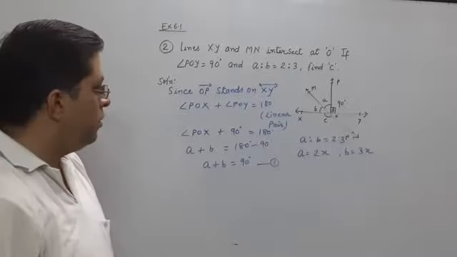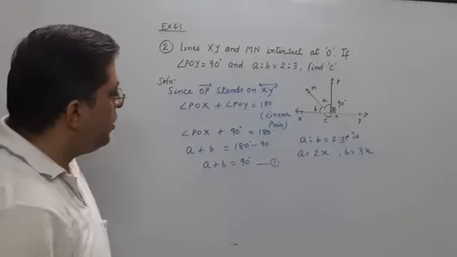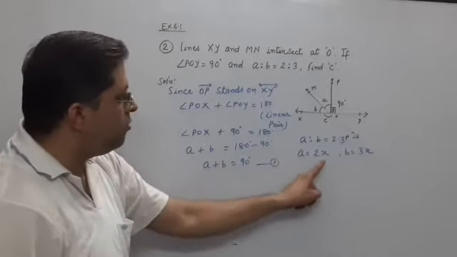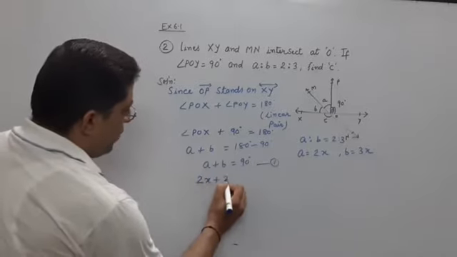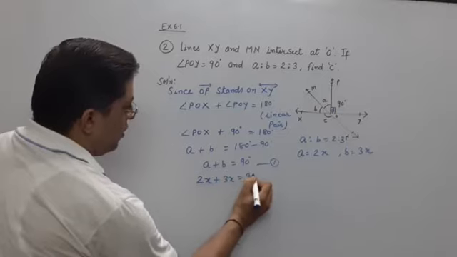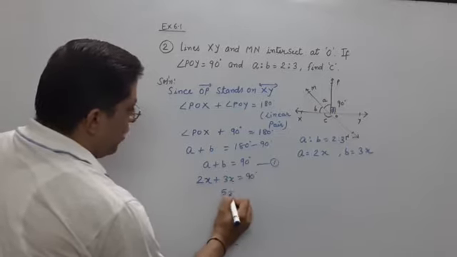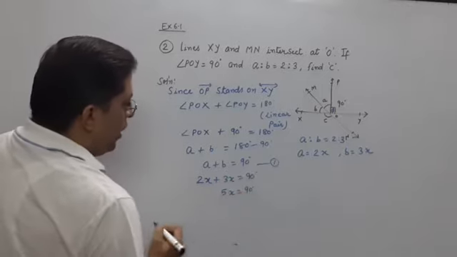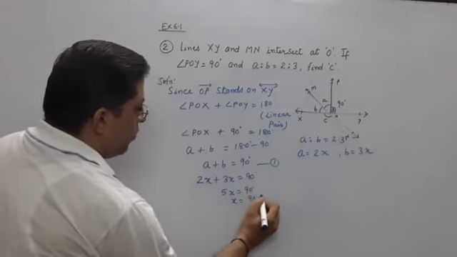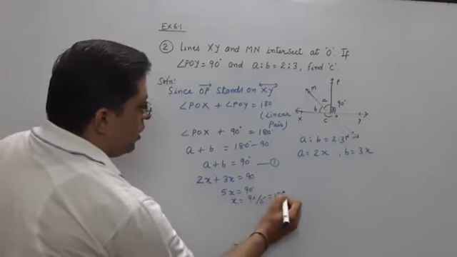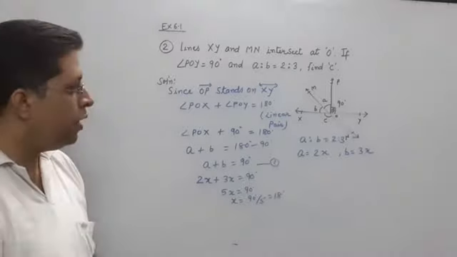Okay, now see here, you have to put these two, A and B here. A is 2x and B is 3x. This is 90 degrees, so 5x is equal to 90 degrees. Then what is x? 90 degrees upon 5, which is 18 degrees. Okay, now what to do?